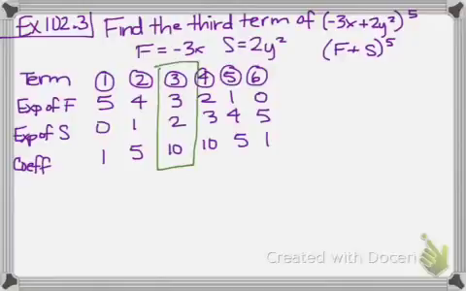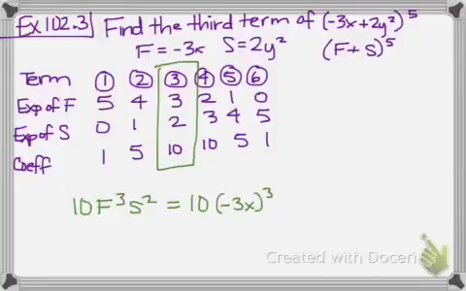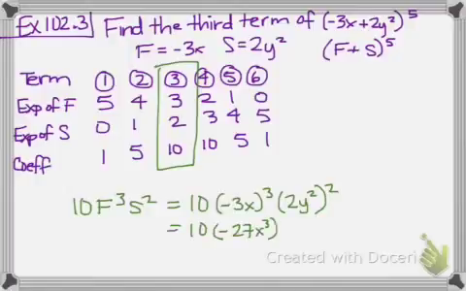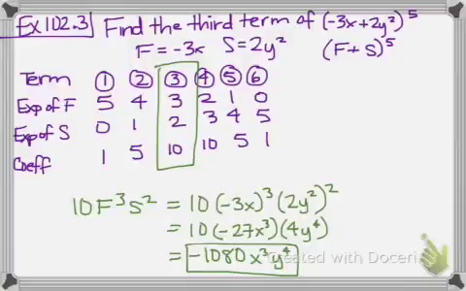Now we're looking for the third term. The third term, we know the coefficient is 10, f to the third, s to the second. And then all we have to do is plug in f and plug in s. So we get 10 times negative 3x to the third times 2y squared to the second. So we get 10 times negative 27x cubed times 4y to the fourth power. Negative 27 times 4 times 10 becomes negative 1080, x to the third, y to the fourth. And that is your third term.